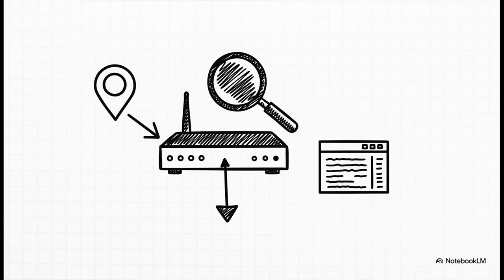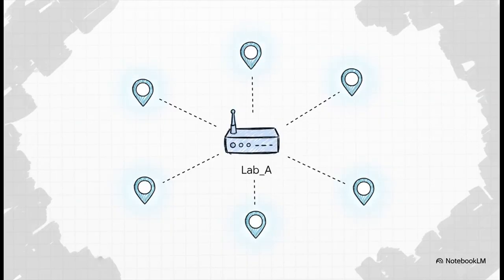Okay, first rule of any investigation. You gotta know where you're starting from. Before Karen can find out about any neighbors, she needs to know about the device she's plugged into right now. And for that, she uses the command show running config. And boom, here's what she gets. This output shows her the IP address for every single connection point or interface on her router, which is called lab_A. These are our first pins on the map. We have a starting point.